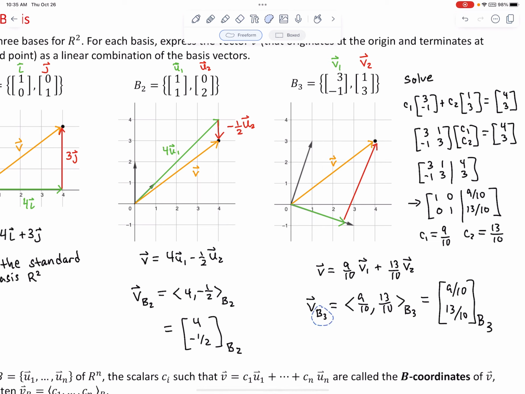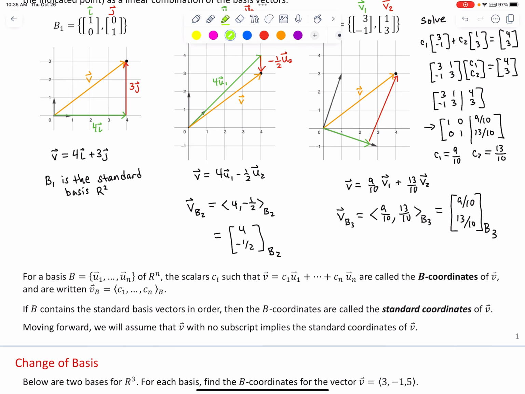If you have it in just one position, say here, then you don't need to write them here and here as well. But if you just have one of these out of context, then you want to put the subscript on that vector. So we know that these are the B coordinates given the basis B, whatever that basis is. Now, continuing to read right here, if the basis B contains the standard basis vectors in order, then the B coordinates are called the standard coordinates of v. And then moving forward, we will assume that v with no subscript implies the standard coordinates of the vector v.